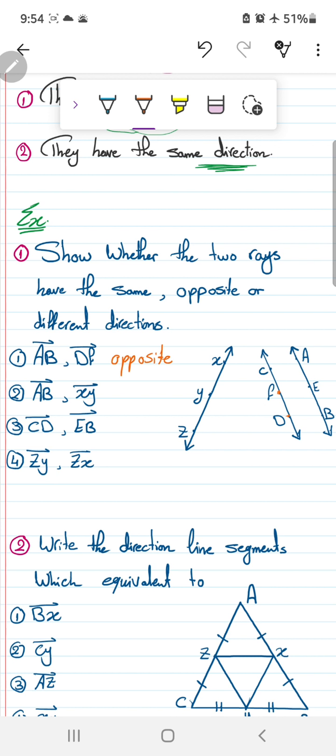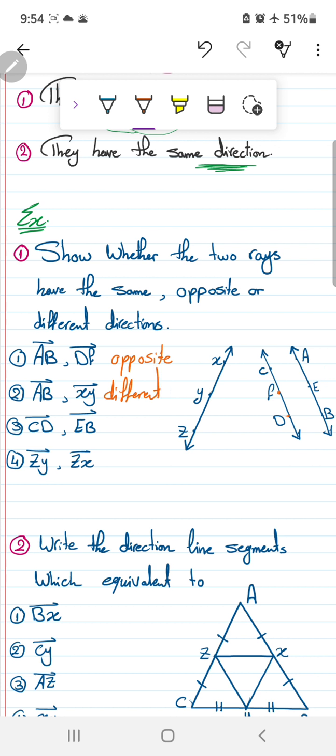Here AB also in this direction. XY here, XY here. The straight line AB and the straight line XY are not parallel, so they are in different directions. Why? Because they are not parallel, so they have different directions.